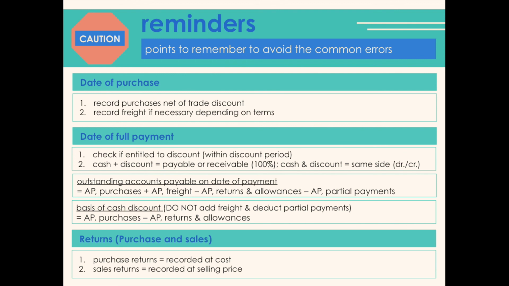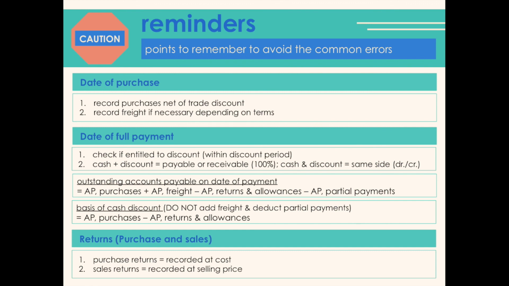On the date of full payment, always remember to check if the company is entitled to discounts. Also remember that the amount of cash paid or received plus the discount is always equal to the total amount of payable or receivable. The discount is always recorded on the same side as cash. Also take note that the amount of outstanding accounts payable on the date of payment and the basis of the cash discount are not necessarily the same.